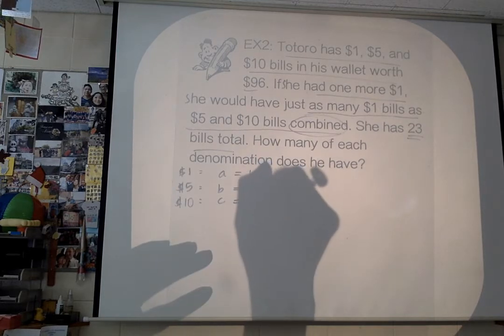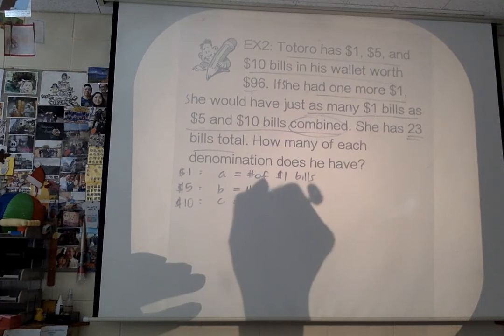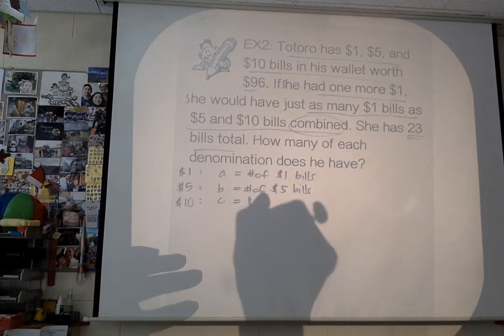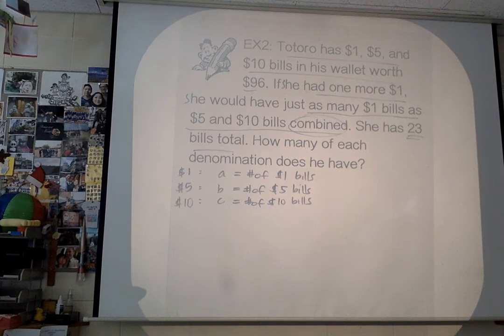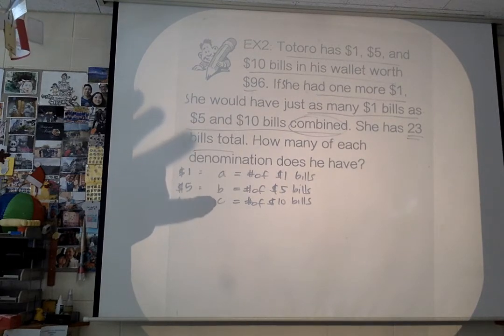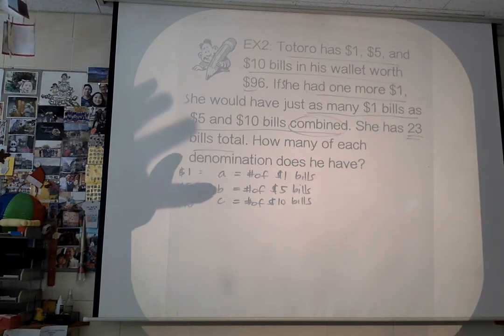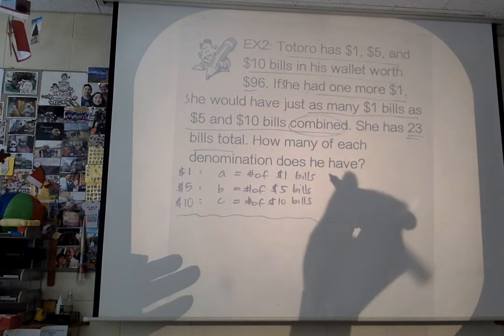So A would be number of $1 bills. Then what is B? Number of $5 bills, right? And C, number of $10 bills. Because now when we do that, doesn't our money change? If I have 3 $10 bills, that's C is 3, that means it's 3 times 10. That makes $30 that I have. If I have 4 $5 bills, which makes B 4, that means 5 times 4, which gives me $20. Okay, try to digest that, okay?